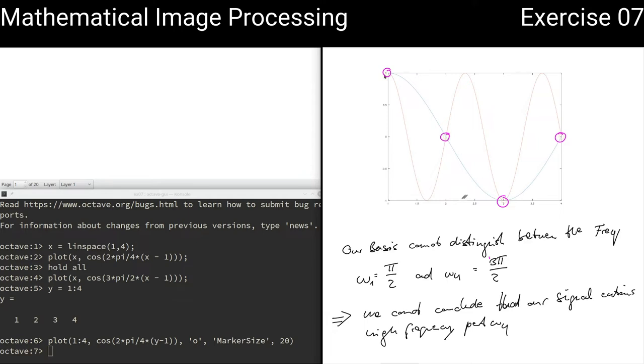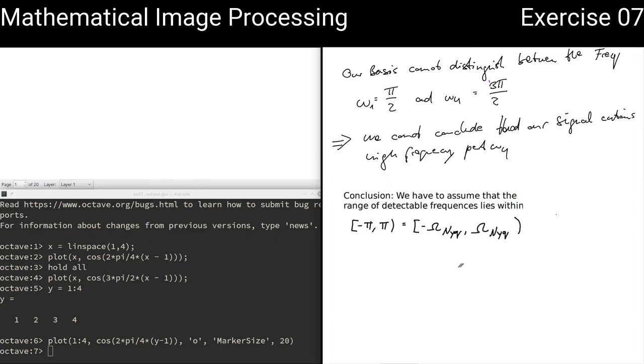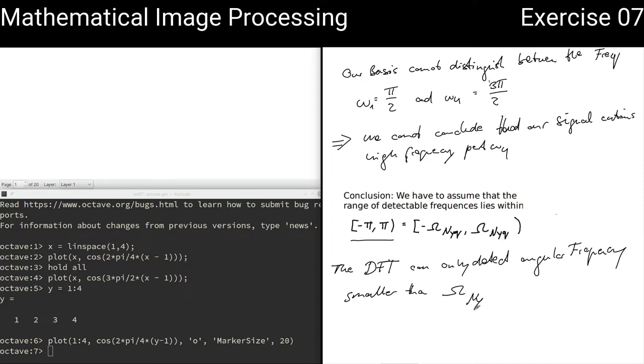And the final conclusion that one has here, and maybe you have also heard this in one of your classes on signal processing, is that we have to make an additional assumption. And this additional assumption is that the frequencies in our signal lie within the range of detectable frequencies. So before even analyzing my signal, I already say there is only a range of frequencies that I can detect, and those are the ones that lie between minus pi and pi. And those are called the Nyquist frequency. So summing up, the DFT, the discrete Fourier transform, can only detect angular frequencies that are smaller than omega Nyquist, which is pi.